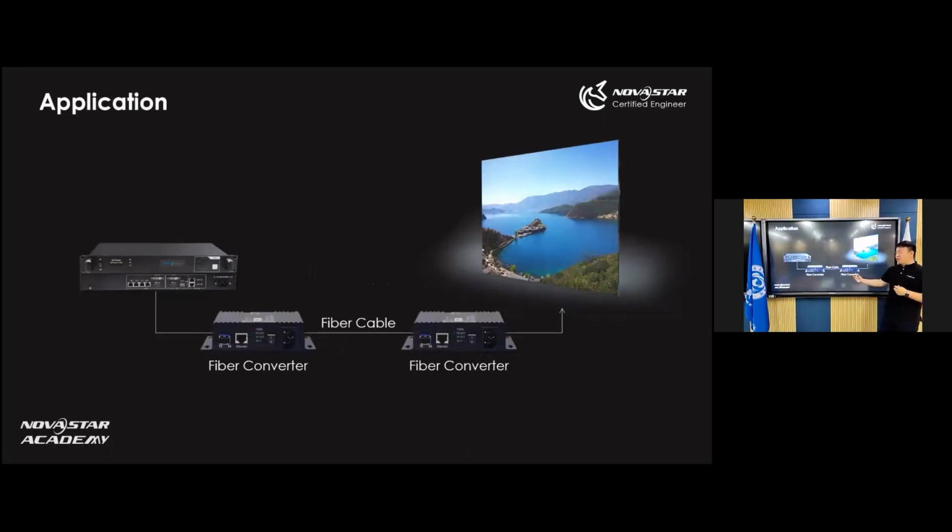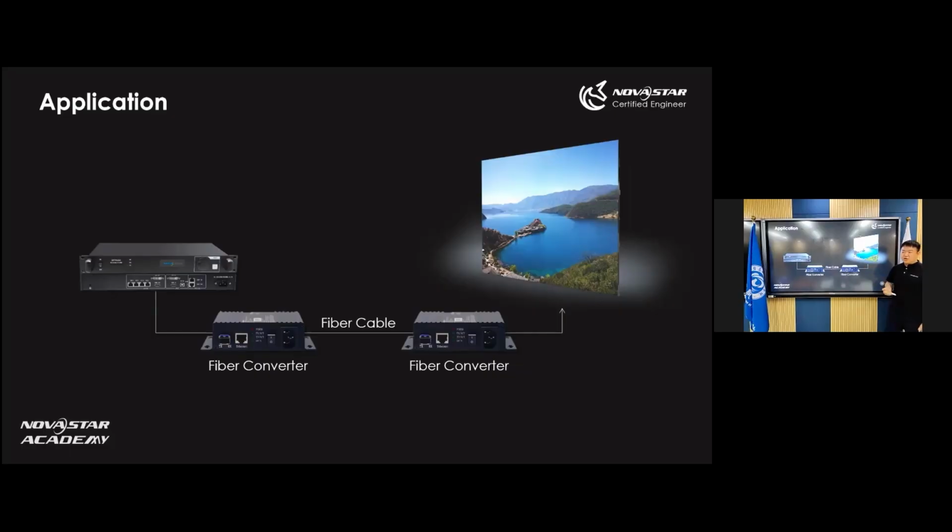Like this. Normally, the fiber converters are used in pairs. One is to convert the Ethernet cable signal to the fiber cable. Then we go to another one, the receiver. Then we convert the fiber signal back to the Ethernet signal. Then we go to the screen.